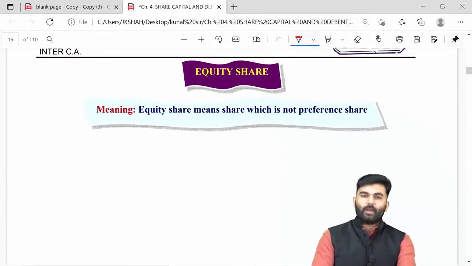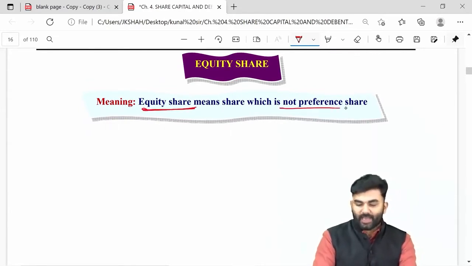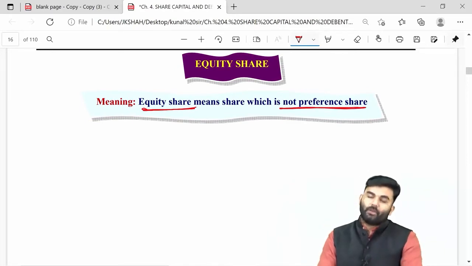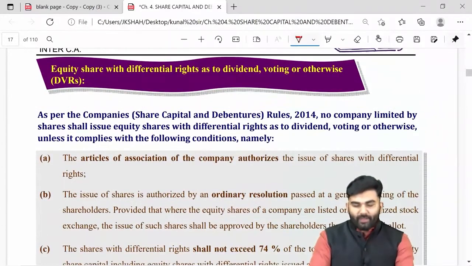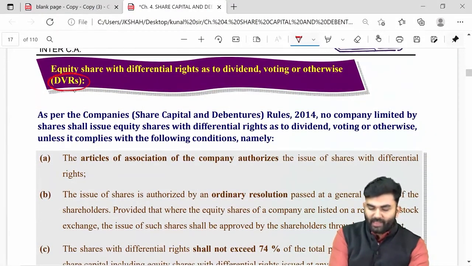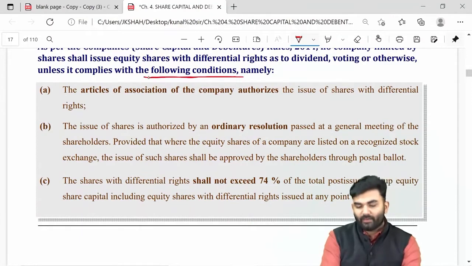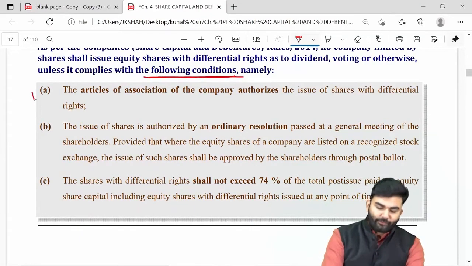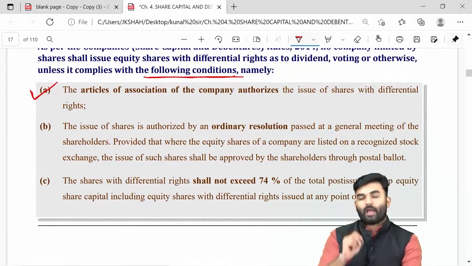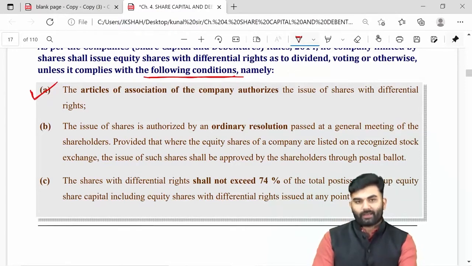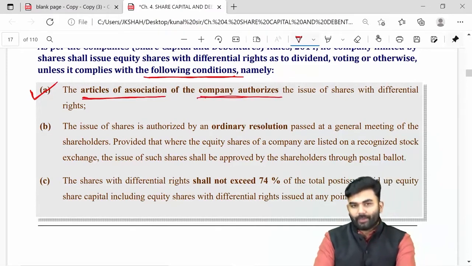The next provision we need to understand is about the equity share. The lawmaker says an equity share is a share which is not a preference share. Whenever a company wants to issue DVRs, that is, differential voting rights, the company is required to fulfill the following conditions. The very first condition is that the company is allowed to issue equity shares with differential voting rights only when it is authorized by the articles of the company.